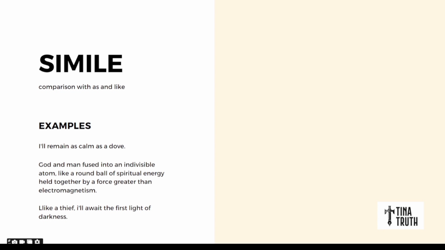So, God and man fused into an indivisible atom. Now I'm comparing that particular sentence, a whole sentence. I'm saying God and man fused into an indivisible atom, like a round ball of spiritual energy held together by a force greater than electromagnetism. Now, this is beautiful, another very beautiful way to use your simile. Do you understand? Yes, you do. So learn to not just compare things, compare situations, compare scenarios, like I did in this number 2.